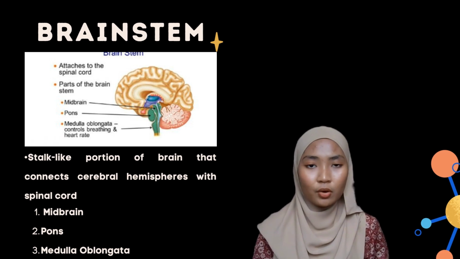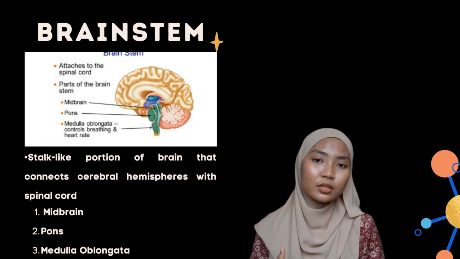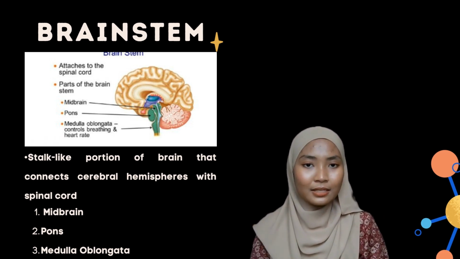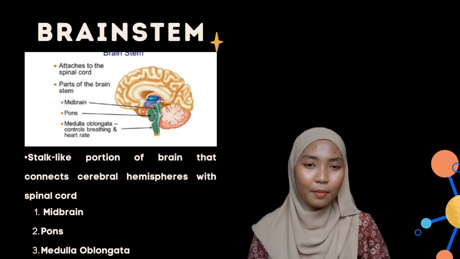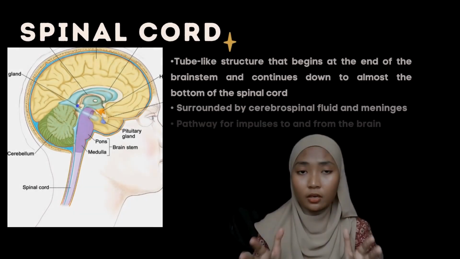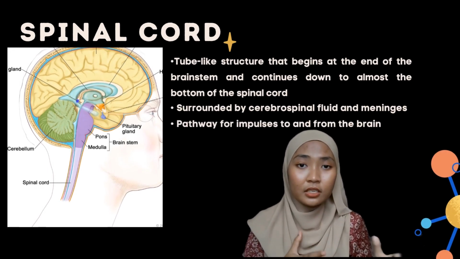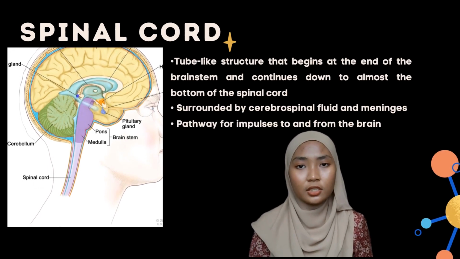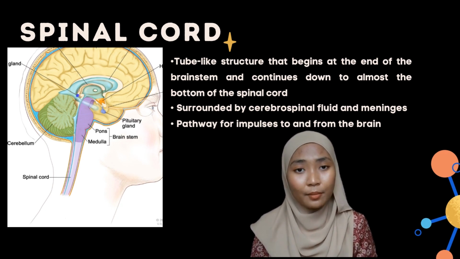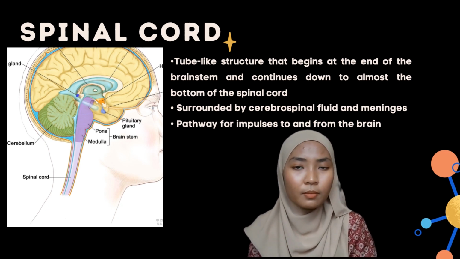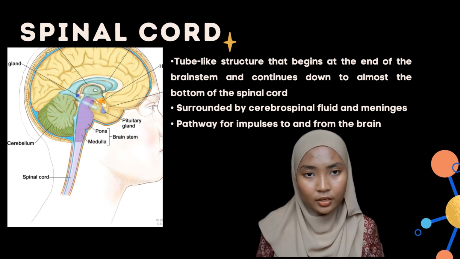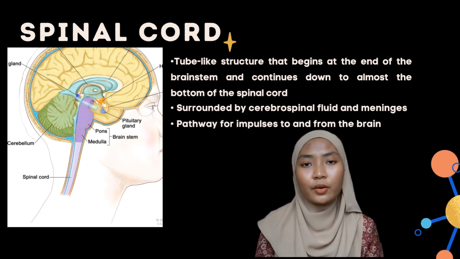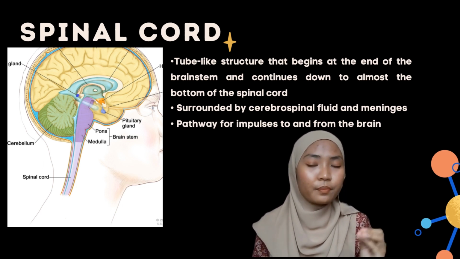The last one is the medulla oblongata. The medulla oblongata is the bottommost part of the brain and it helps control vital processes like your heartbeat, breathing, and blood pressure. Spinal cord. As you can see in the picture, the spinal cord is a tube-like structure that begins at the end of the brainstem and continues down almost to the bottom of the spine. It's surrounded by the cerebrospinal fluid and meninges, and it is a pathway for impulses to and from the brain.